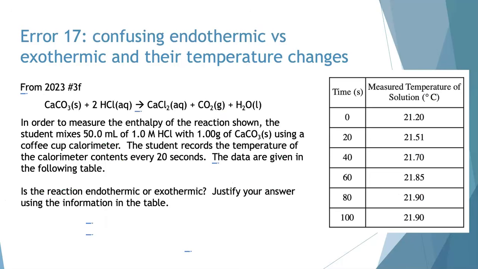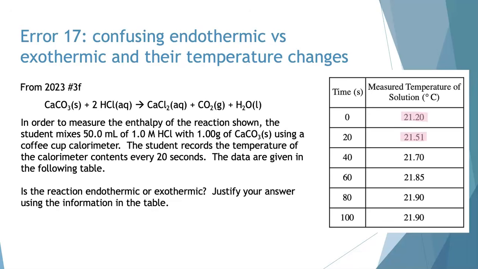For example, in the 2023 exam, question 3F, talking about the reaction between calcium carbonate and hydrochloric acid. The student's trying to measure the enthalpy of the reaction, and they mix 50 mL of HCl with 1 gram of calcium carbonate in a coffee cup calorimeter. The student records the temperature of the calorimeter contents every 20 seconds, and the data are shown here. The question: is the reaction endothermic or exothermic? Justify your answer using the information in the table. Well, we start at 21.20 degrees.